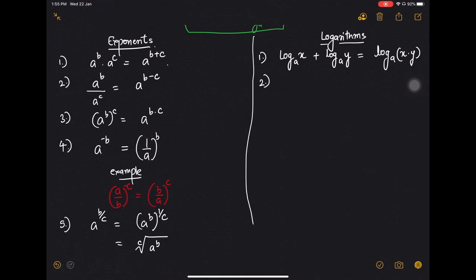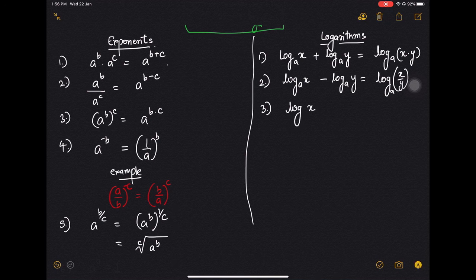Similar to this, rule number 2 says that when two logs of the same base get subtracted, you get the same result by dividing the input values. There are many different rules. For example, the log, irrespective of the base, of an input value raised to a power can be written like this: log of x raised to power a is a log x.